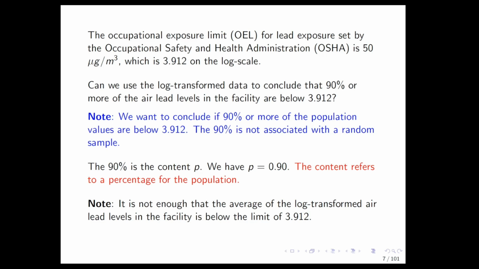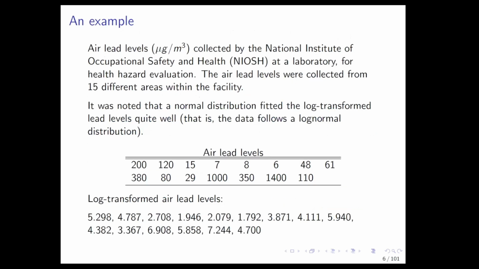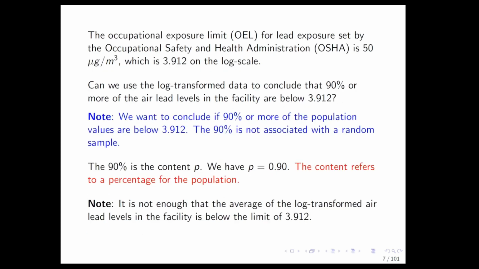An important point to remember is, going back to the data, based on the log transformed data, which follows a normal distribution, if you were to compute a confidence interval for the population mean, you can use the usual Student's t, very easy to do. However, it is not enough to know that the average lead level is below the limit. From the perspective of health hazard evaluation, if possible, you want all the lead levels to be below this limit of 3.912. In other words, if the average is small, that is not enough, because we are talking about something that is a serious health hazard. You want a majority of the lead levels to be below this limit. This is where the tolerance interval comes into the picture.